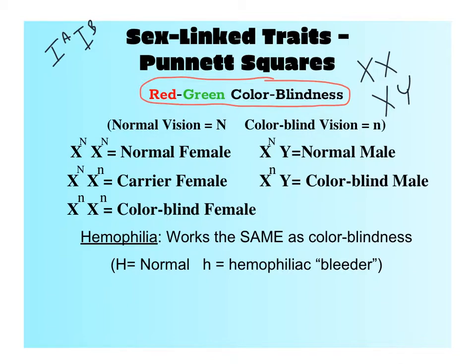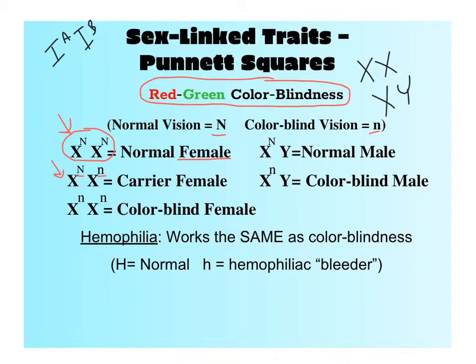So over here, we have a totally normal female. You can see she's a female because she's got XX, and the capital N is normal vision. Being colorblind is recessive, so you got to have two little n's in order to be colorblind. So this female is totally normal vision. The next female down, you can see the XX, so she's a female. She has one normal allele and one colorblind allele.